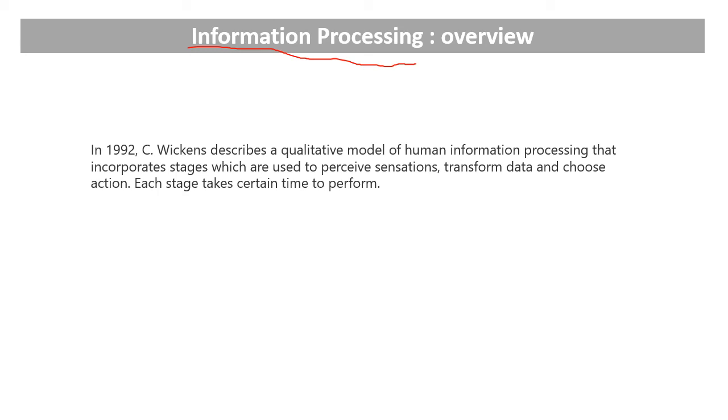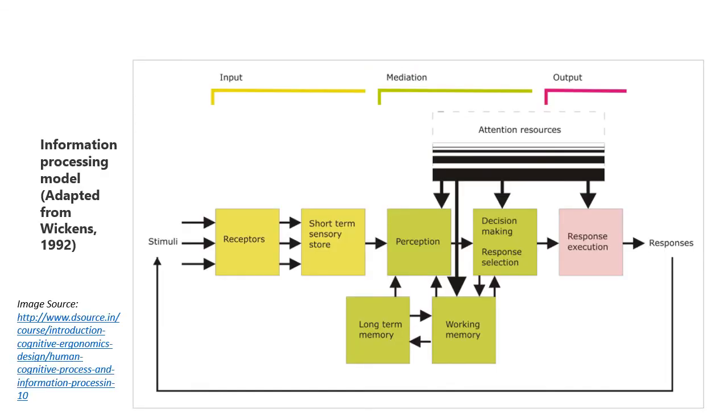So in 1992, Wickens described a qualitative model of human information processing that incorporates stages which are used to perceive sensations, transform data, and choose action, right? Each of the stages takes some time to perform. So let's see this in the form of a chart. This is the information processing model, a chart adapted from Wickens.